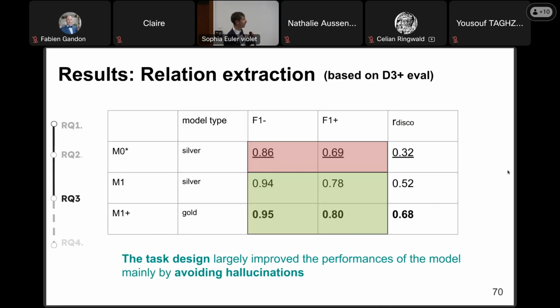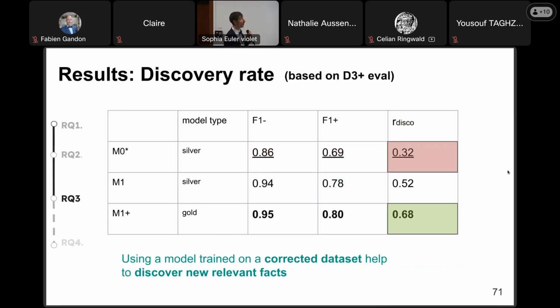In this table, you have the results of the evaluation conducted on D3+. Here we can see, regarding the F1 metric, that the task design largely improved the performance of the models, mainly by avoiding hallucination. And regarding our discovery rate, we can see that using a model trained on a corrected set helps to discover new relevant facts.